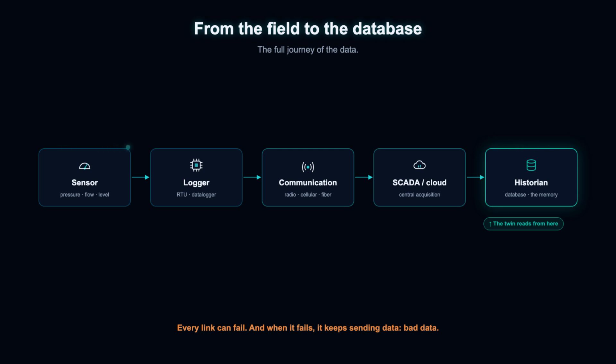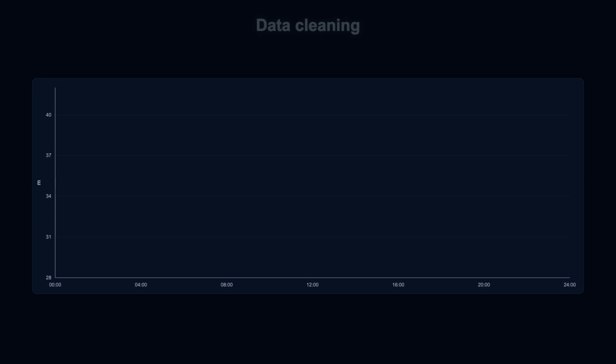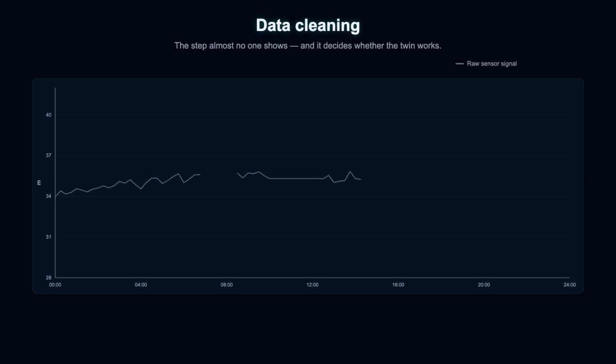Every link in that chain can fail, and when it fails, very often it does not stop sending data. It sends bad data, and that is what we talk about next. Here's the step almost no one shows, and it decides whether the twin works or not. Data cleaning. No sensor sends a perfect signal. What arrives looks more like this.